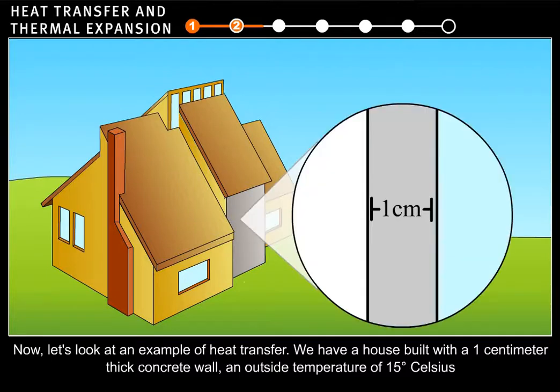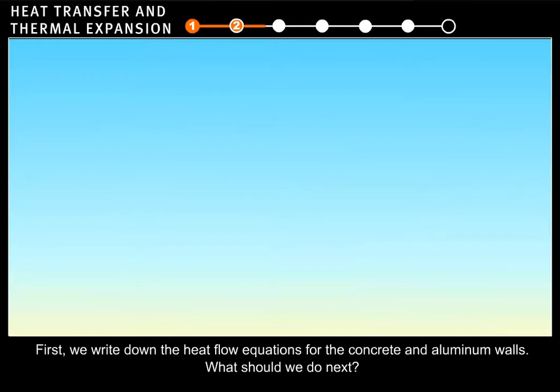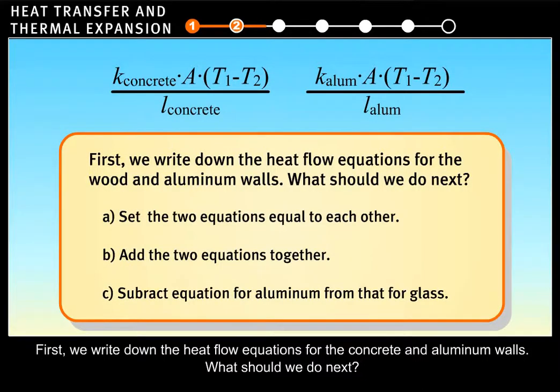We have a house built with a 1 centimeter thick concrete wall, an outside temperature of 15 degrees Celsius, and an inside temperature of 20 degrees Celsius. How thick would an aluminum wall have to be in order to have the same rate of heat flow through the walls? First, we write down the heat flow equations for the concrete and aluminum walls. What should we do next?